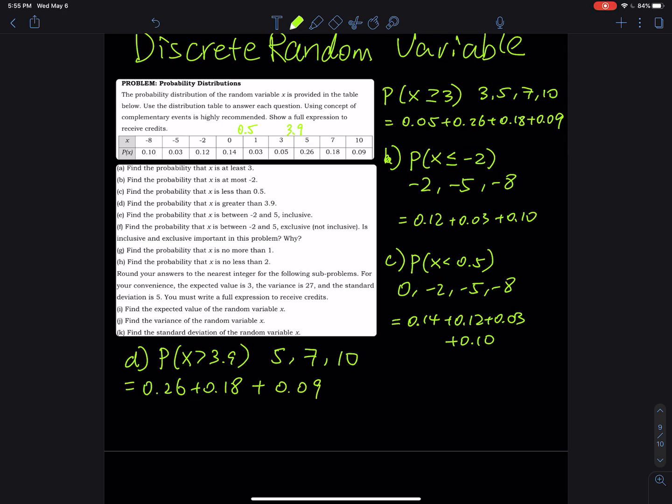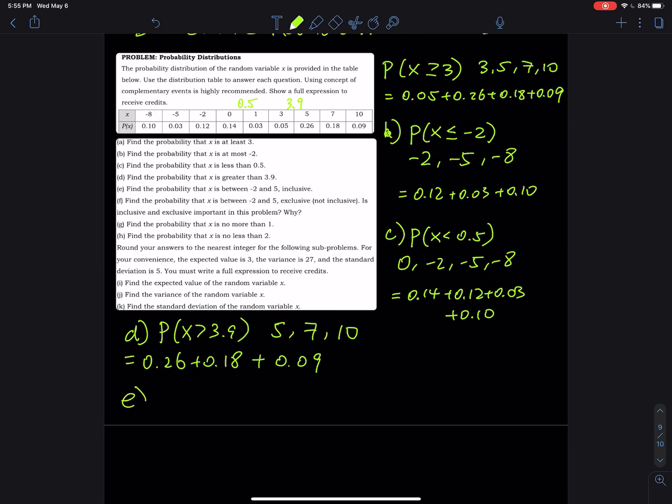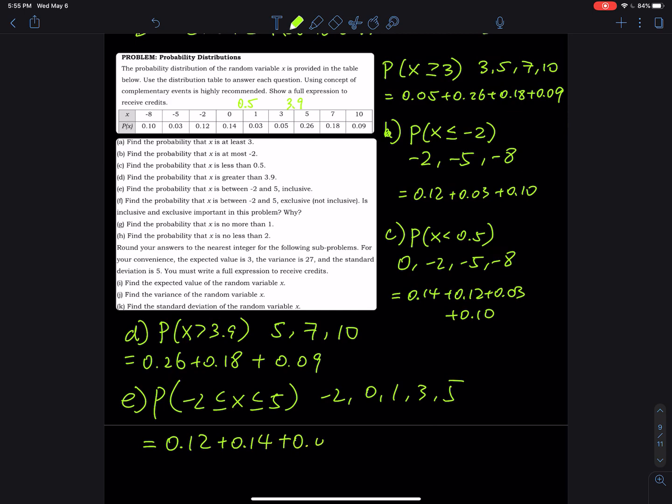And then E and F, we have one inclusive and one exclusive. So E is probability, -2 less than or equal to X less than or equal to 5, including those two numbers. So you have -2 all the way to 5. Then you have 5 probabilities to add. Then that is 0.12 plus 0.14 plus 0.03 plus 0.05 and then plus 0.26.